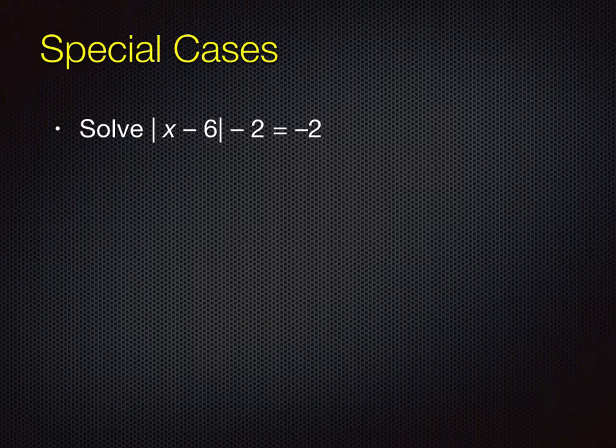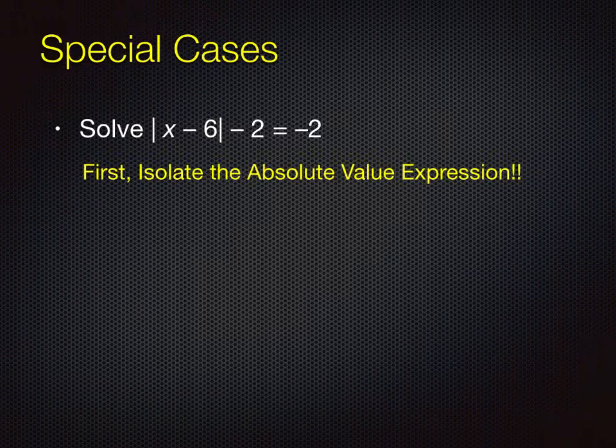Now there are some special cases when solving absolute value equations. Most of the time you'll get two solutions. Here's an example where there will not be two solutions. Solving the absolute value of x minus 6 minus 2 equals -2. Remember, first, isolate your absolute value expression by adding 2 to both sides.